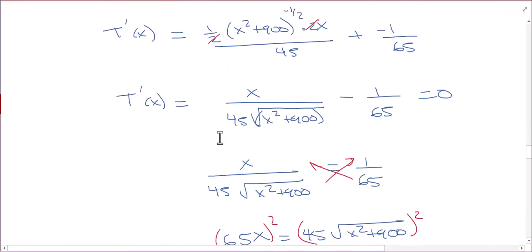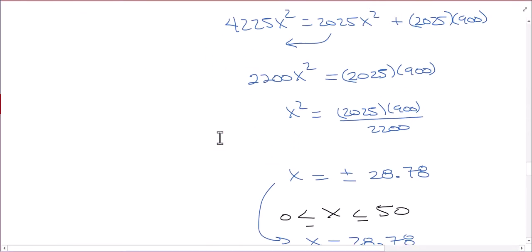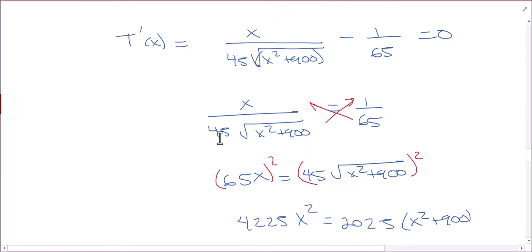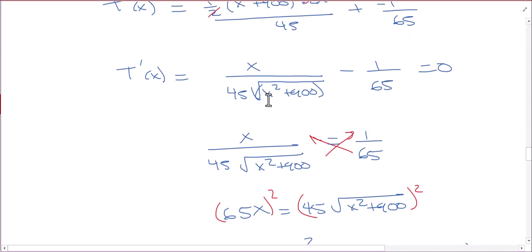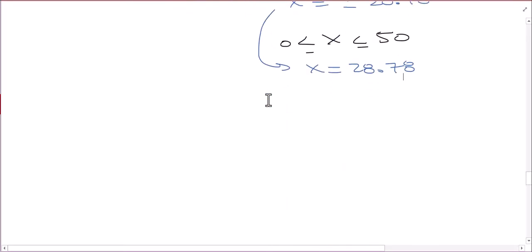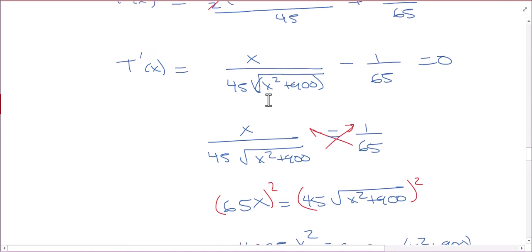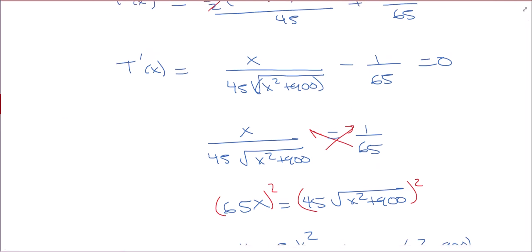So how do you check that it's a minimum? Because this first derivative is not pretty, I am not going to do the second derivative test. I will do the test point method for that one. And so I'm just going to go back over here and put my number line. And we have 28.78. That's our critical number. That's where the derivative t prime is 0.